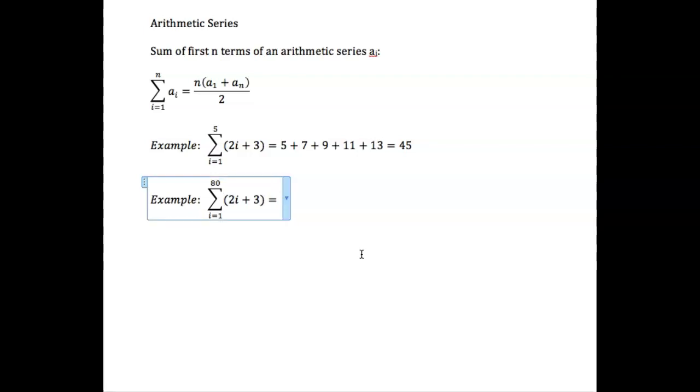N, I'm going to get right from the top index number here, n is 80. A1 is the first term of my sequence, so what happens when I is 1? 2 times 1 plus 3, that's 5. We actually knew that already because we did it up at the top there. An is, what do we get when I has the value n, which is 80 here. So I have 2 times 80 is 160 plus 3.